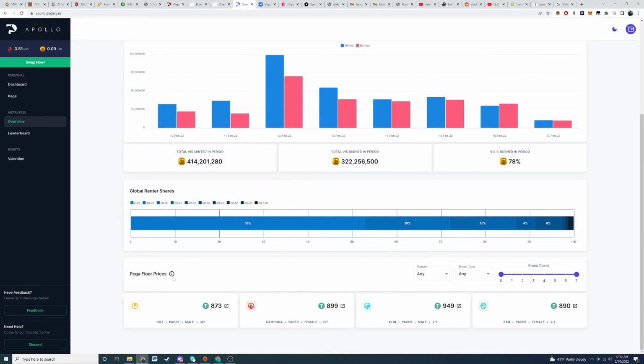It is the floor prices of the various Pega. We can sort them by gender if we like, or the rarity. The breed, it always is going to show you the 4 breeds.